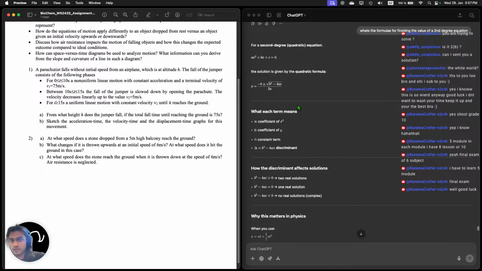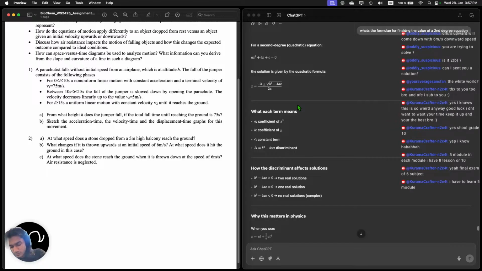What methods are you using to solve? A, B, C. 6 plus or minus root of b squared, 4 times, 25 times 4. 6 meter per second upwards will come down with 6 meter per second downward speed.